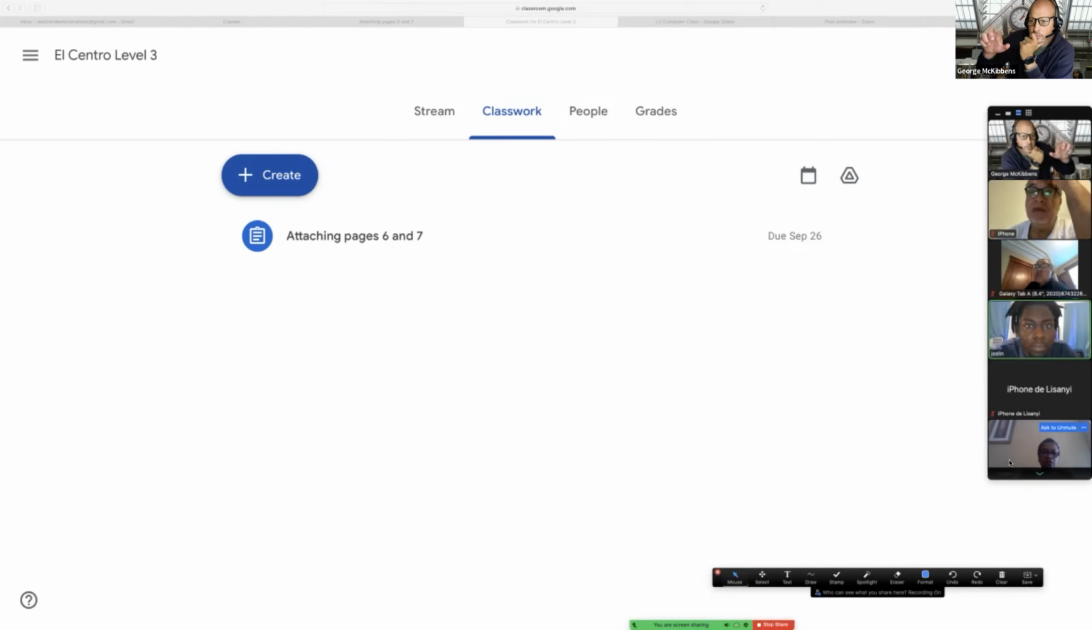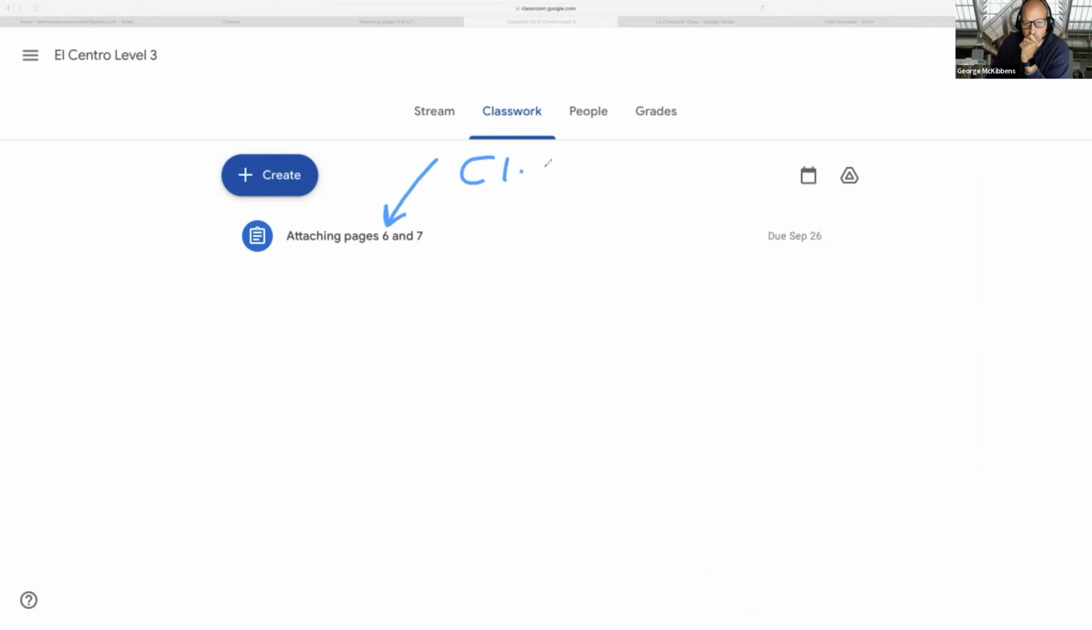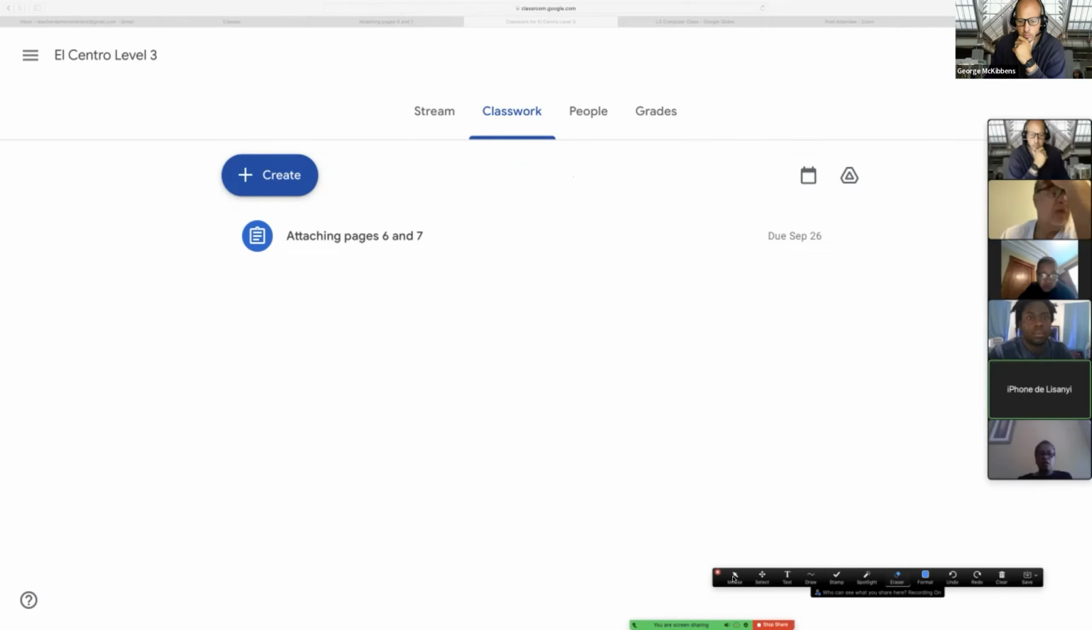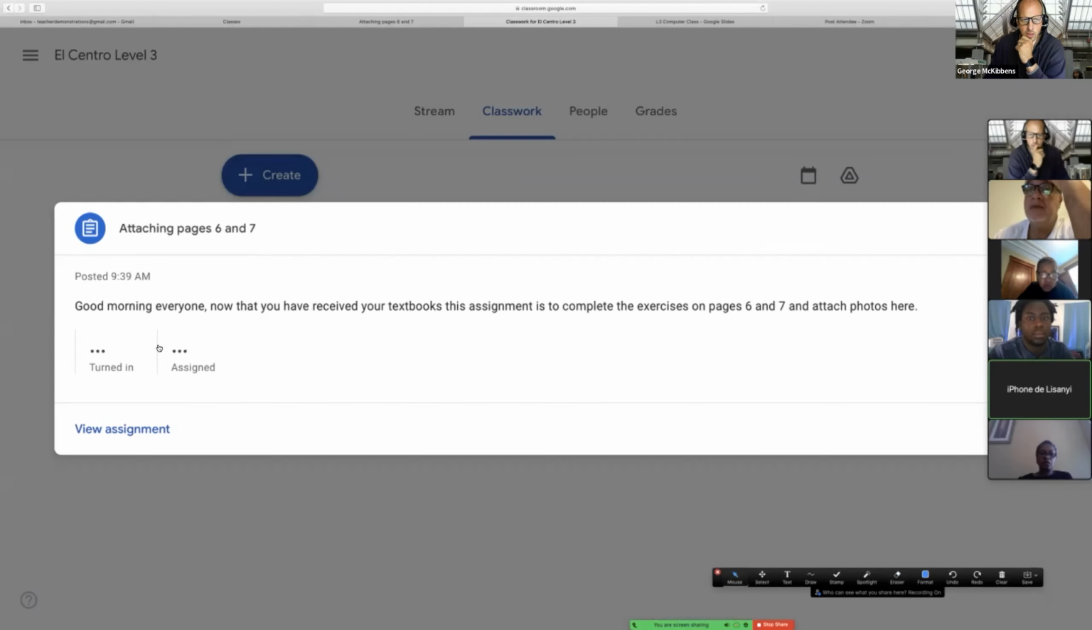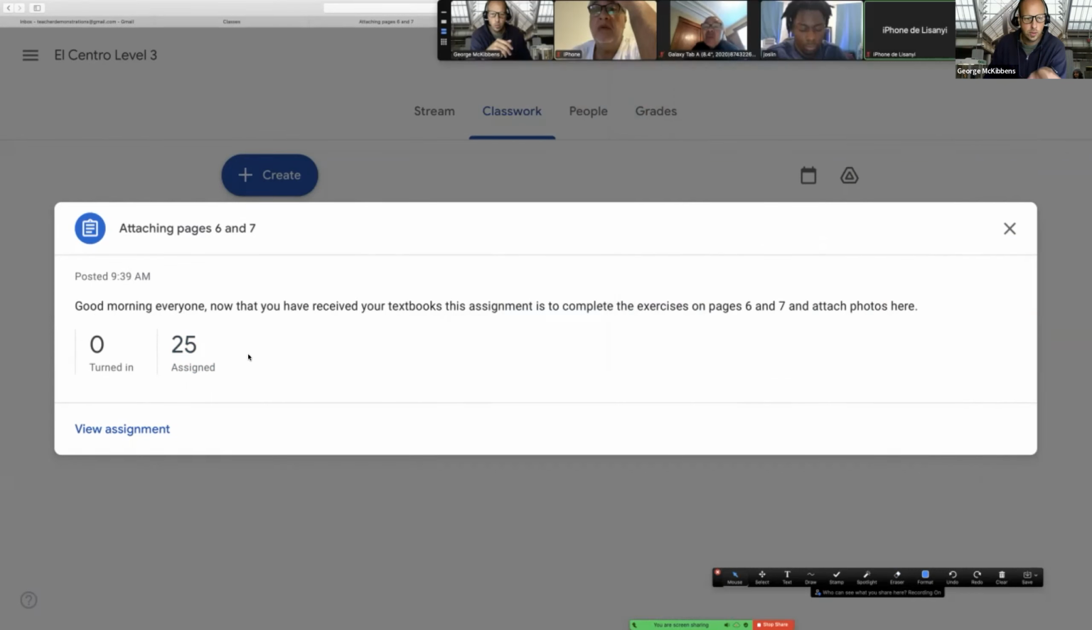What is this? Attention page 6 and 7. Click. Yep, I have to click. This is another vocabulary word. Click, click. We say click. Right here. And I can read. And what I wrote is, who wants to read what I wrote?